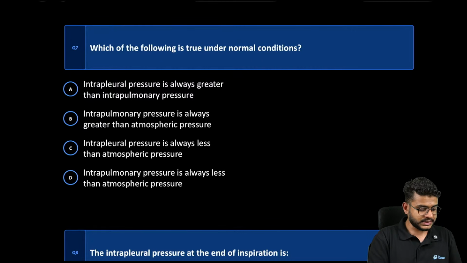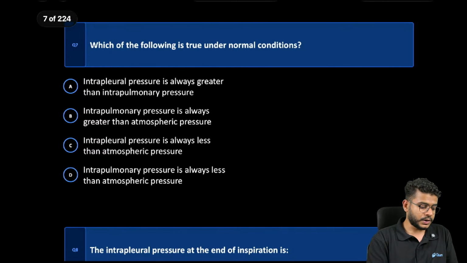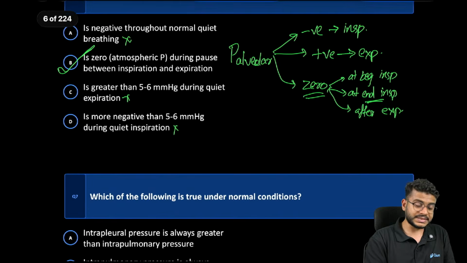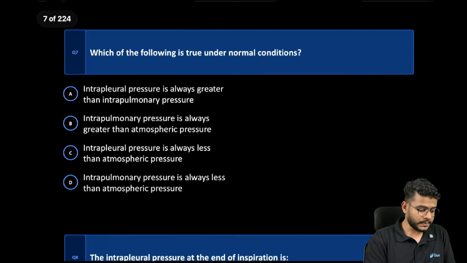Which of the following is true under normal condition? So the normal breathing condition, which of them are true? Intrapleural pressure is always greater than intrapulmonary pressure. No, intrapleural pressure is always negative. Okay, we know that. The next option is intrapulmonary pressure is always greater than the atmosphere. No, it becomes negative during inspiration, right?